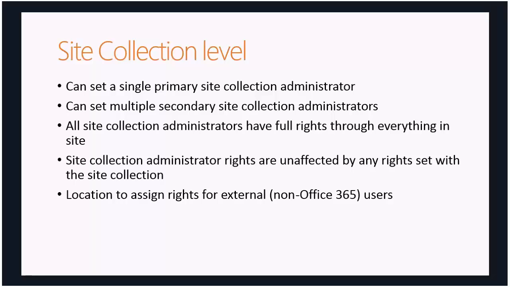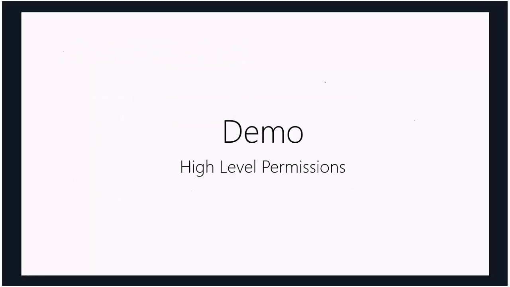Now, it's also, as I mentioned, the location to assign rights for external users. So if you want to give users who are non-Office 365 users access to the information, maybe you're creating an external collaboration team to work on a project, you would do that, like I showed you, by opening the external permissions. All right, so we did look at that, so I'm going to keep going.